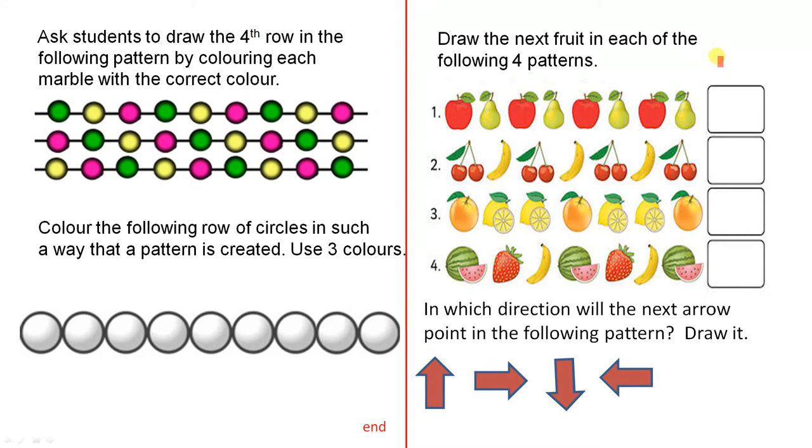This is an interesting one. Draw the next fruit in each of the following four patterns. So there's a pattern here. Draw the next fruit. There's a pattern. Draw the next fruit. Same with here and same with here. In which direction will the next arrow point in the following pattern? Draw it. Again, if that's a bit tricky for them, just explain to them what's happening.